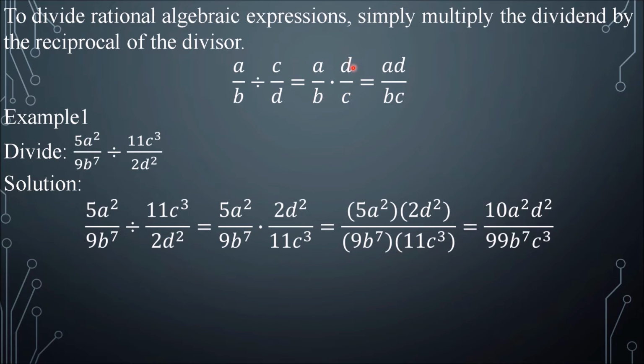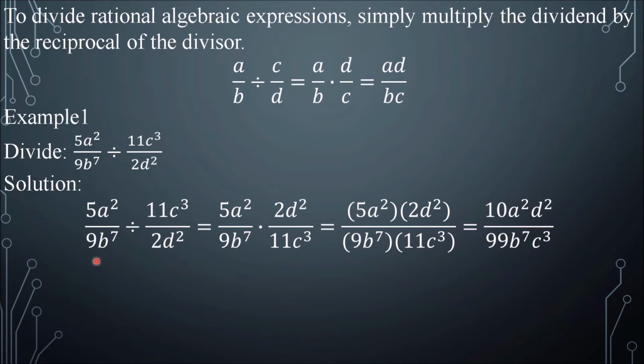Now let's do multiplication. A times d, ad. B times c, bc. So just follow this pattern. Now let's have the first example. Divide 5a squared over 9b raised to 7 divided by 11c cubed over 2d squared.